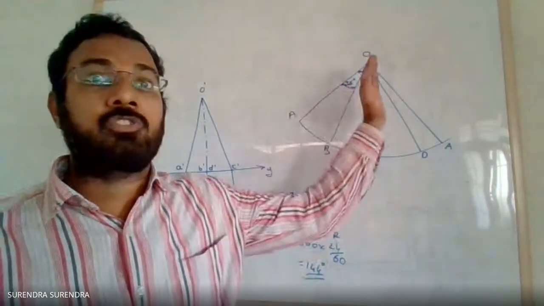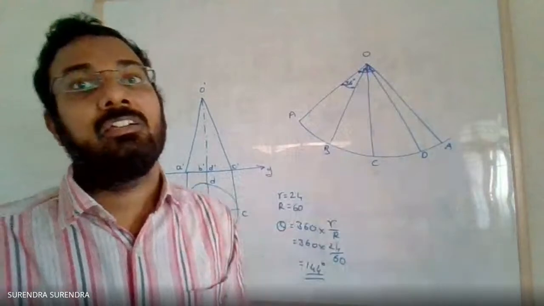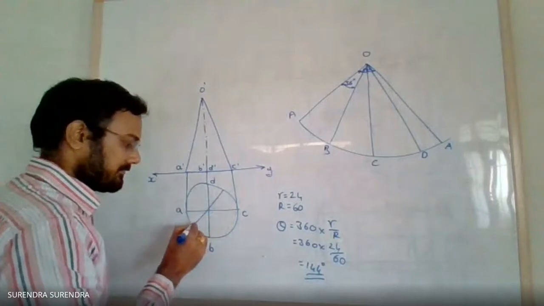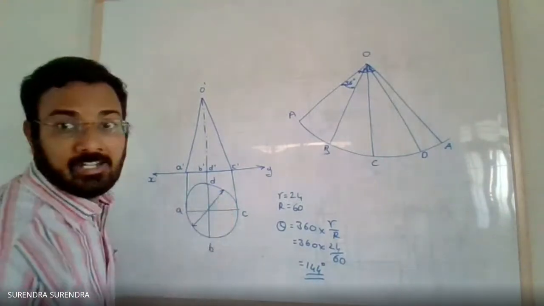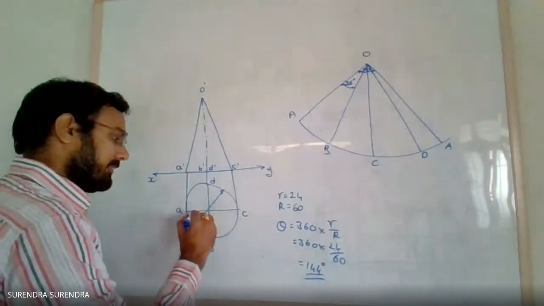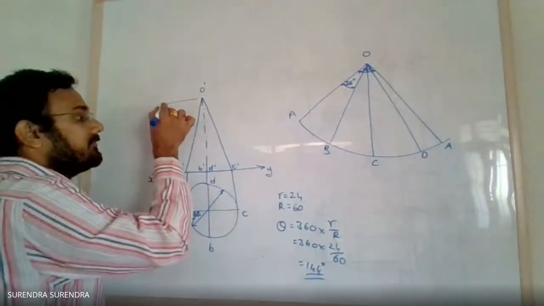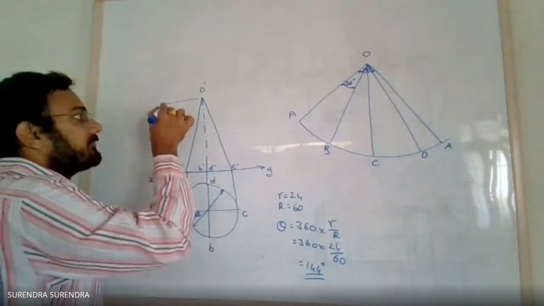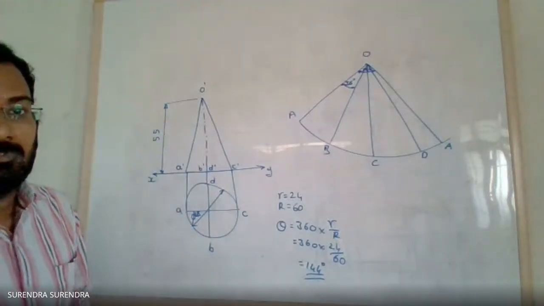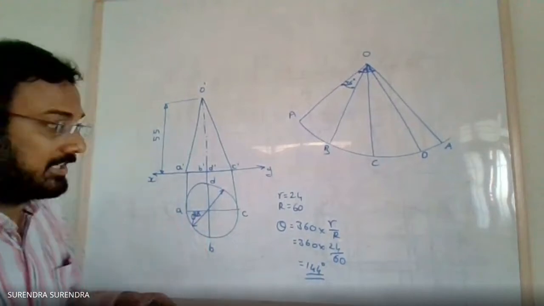So in the problem, you have to show this angle. No need to show the calculation part, but you must represent the angle value. And complete the dimensions. What is the dimension? Diameter 48 mm, and altitude 55. So this is the way of drawing the development of a cone without any cutting plane.